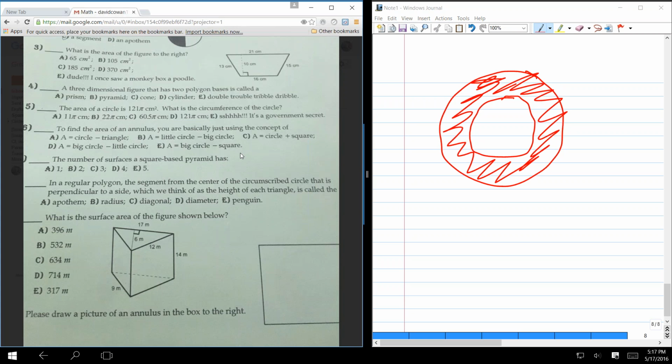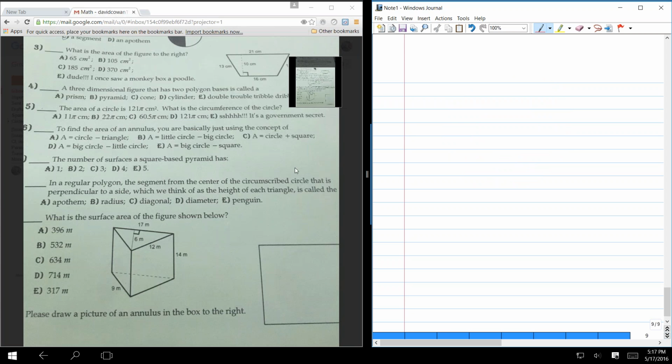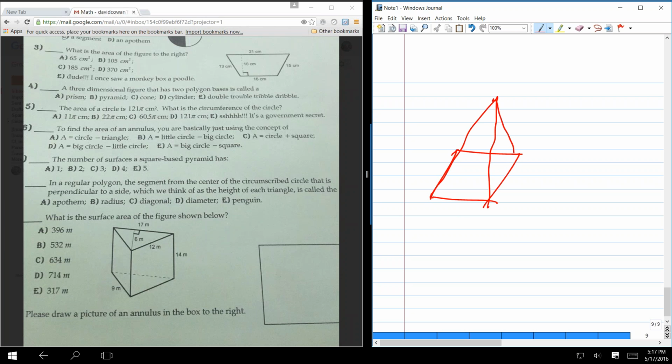Number of surfaces a square-based pyramid has. Five? Yeah. There's one, and then you have four lateral sides. There's that one, there's that one, there's that one, and there's, yeah. So 5.